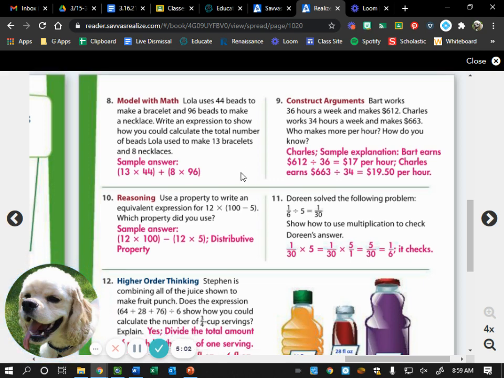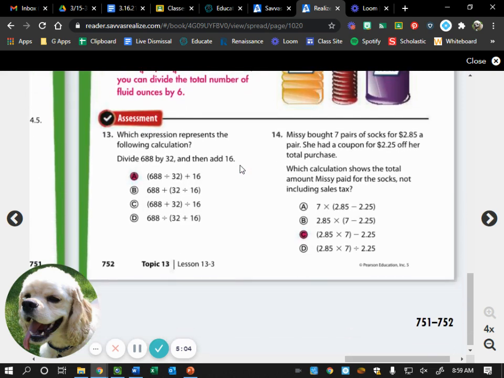Then we had 13 and 14. For 13, you were supposed to pick which expression represented the calculation they gave you. So divide 688 by 32 and then add 16. A demonstrates that because we need to first take 688 and divide it by 32, so that's in parentheses, and then we add 16. None of the other ones do that. This one, C, looks correct, but they flipped around the addition and the division symbols.